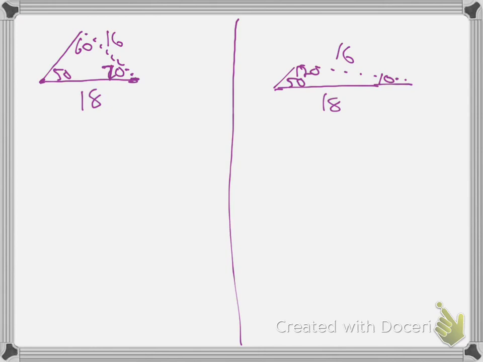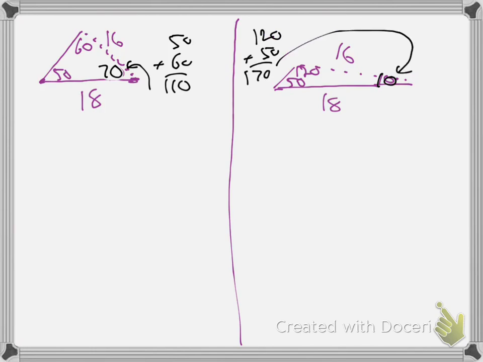So we have to solve both those triangles. Everybody see how I found the third angles? I just subtracted from 180. That's how I found the 10 and the 70. I had the 50 and the 60, which is 110, so the other angle's got to be 70. And here I had the 120 and the 50, which is 170, so the other angle's got to be 10.